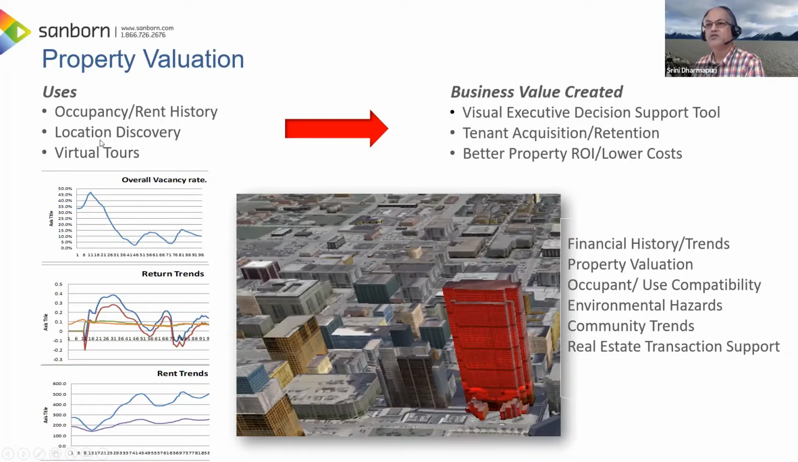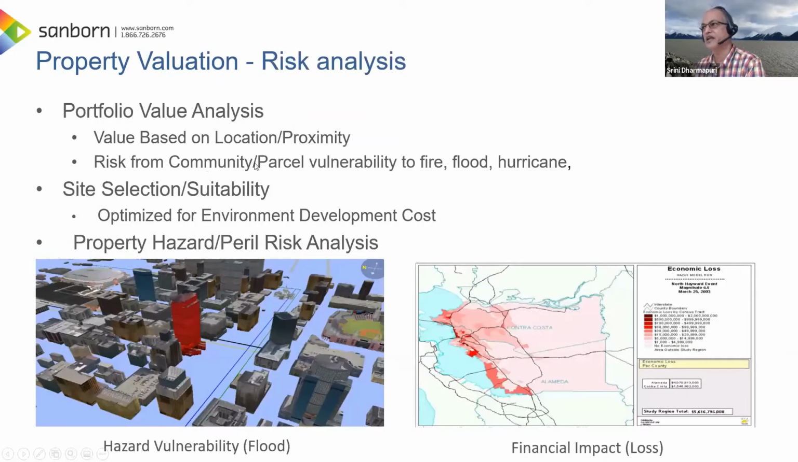What you are seeing on the left-hand side are different graphs showing the overall vacancy rate, rent trends, and those types of information. This is one of the important applications of the digital twin, primarily in property valuation. Once we talk about property valuation, the next thing is obviously risk analysis. Given a property, people always talk about what the property hazard is, in terms of flood or any other natural disasters. So the digital twin will be primarily useful in the case of risk analysis.